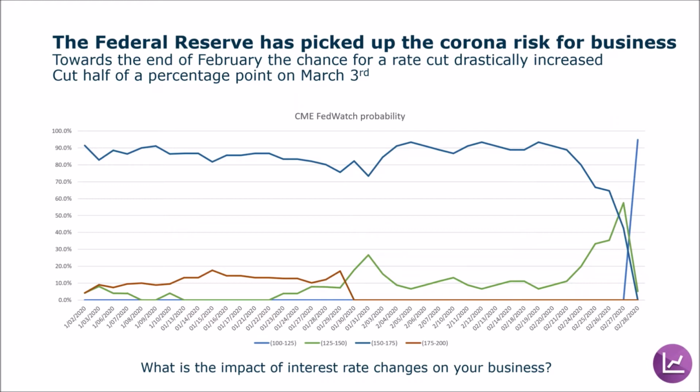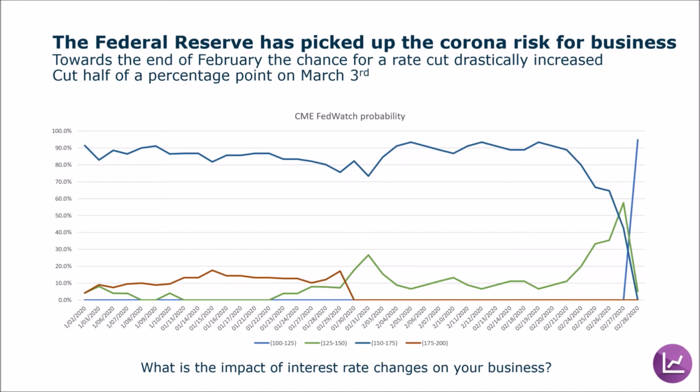So the Federal Reserve. This graph shows you, for each date since the beginning of the year, what the market was thinking the Federal Reserve is going to do with interest rates in the US. The interest rates since the beginning of the year have been in the range of 1.5 to 1.75% in the US. Up to now, the expected interest rate in the US was, with 90% certainty, that these rates were going to remain unchanged during the month.